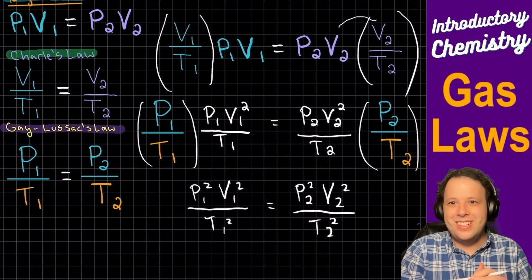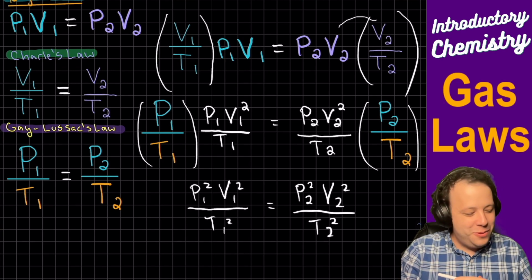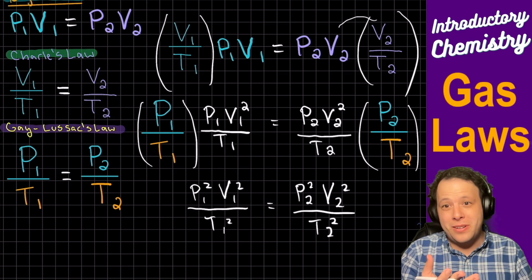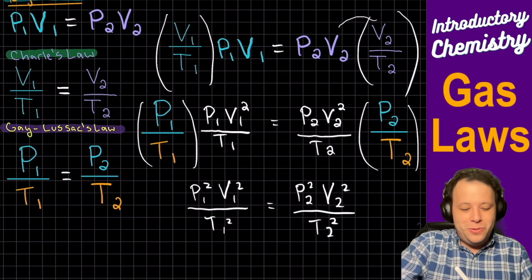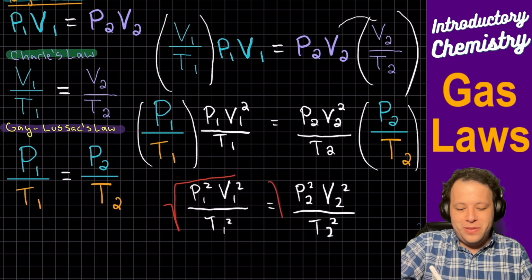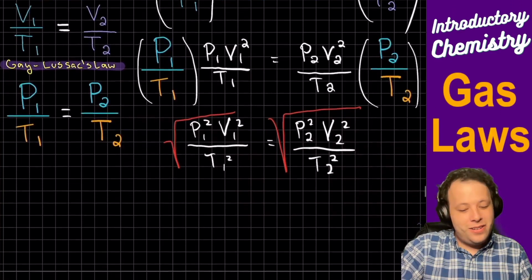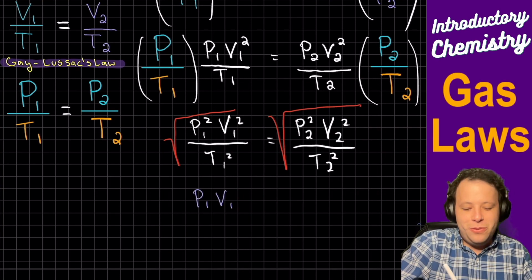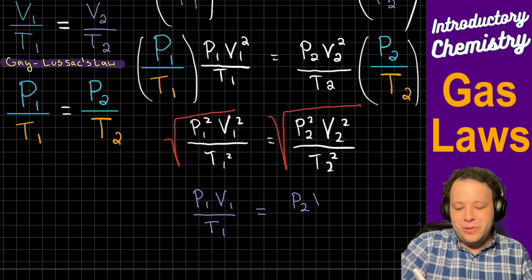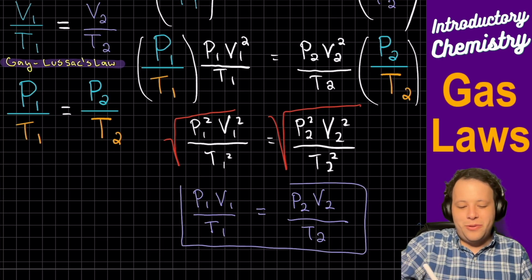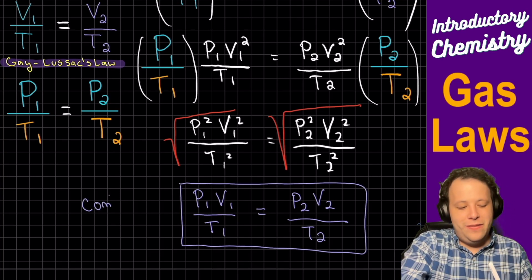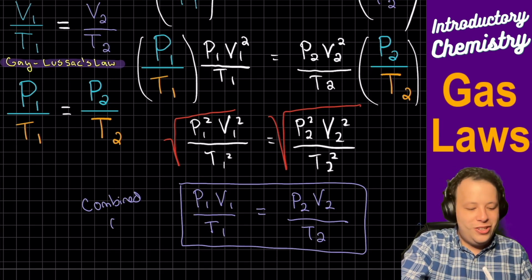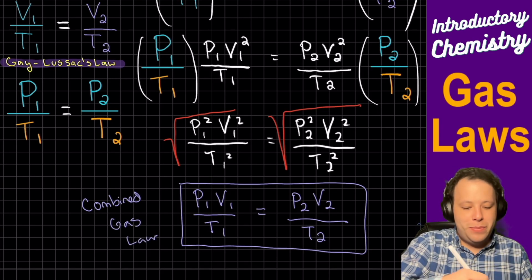Oh man, this is an interesting problem. So how do we simplify this? How do we get rid of squares? Well, we use a square root. So when we do that, we'll square root both sides, and this leads to our combined gas law, which will be P1 V1 over T1 is equal to P2 V2 over T2. This is our formula. This combines all of them together into one giant formula. So this is the combined gas law.